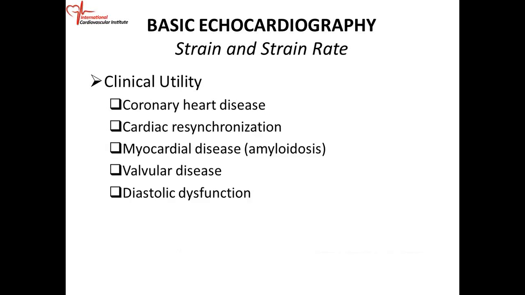So what are some of the clinical utilities for strain and strain rate? Patients with coronary artery disease: if you have heart muscle that doesn't have sufficient blood supply or is infarcted, eyeballing it, it may look normal because it's been pulled by the normal segment. But when you do strain assessment, you will see that it's abnormal.